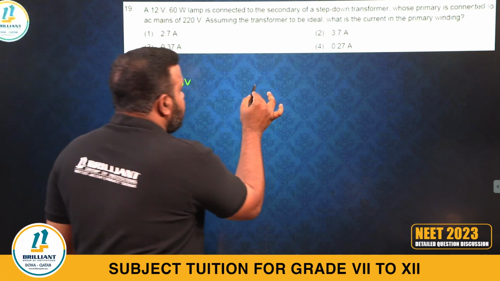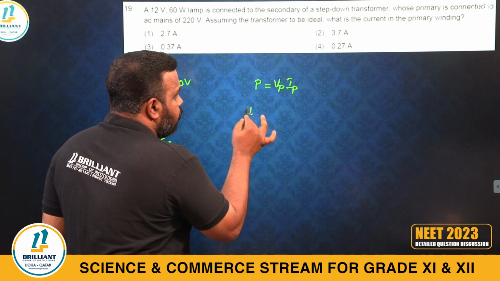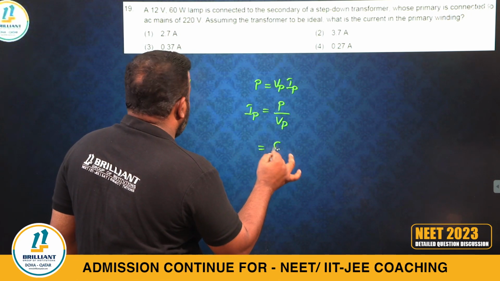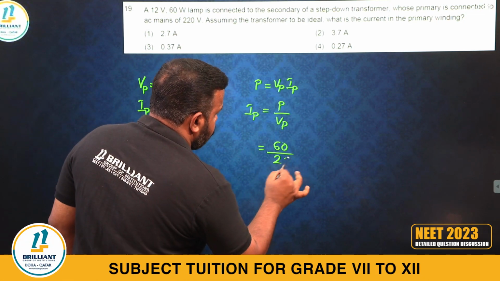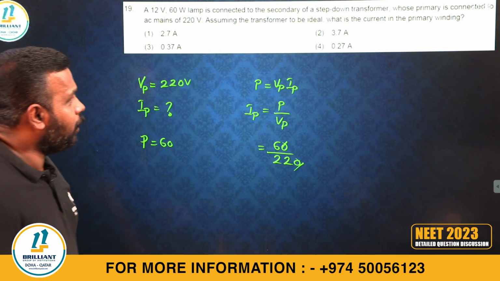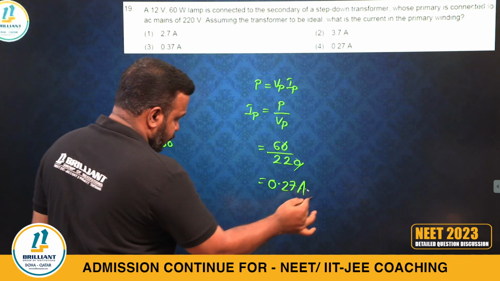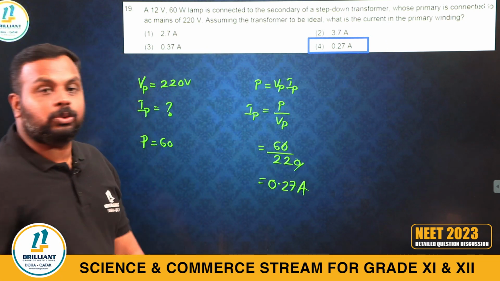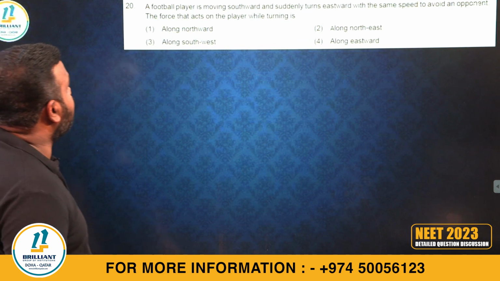You know that power P is equal to VP into IP, which means IP is equal to P divided by VP. That is 60 divided by 220. So 6 by 22, right? If you calculate, you can see that the answer is 0.27. 0.27 ampere is the answer. Option 4. 0.27 ampere. Clear? Yeah.